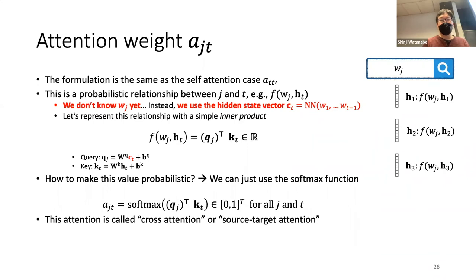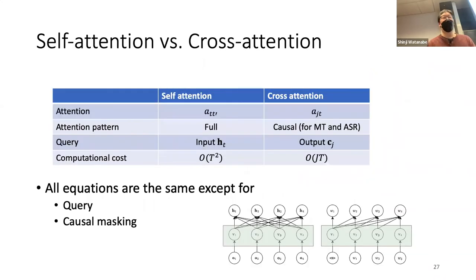Okay, I summarize the difference between self-attention and cross attention. So first, the index is different, right? Self-attention is to consider the same input information and just convert it as it is.